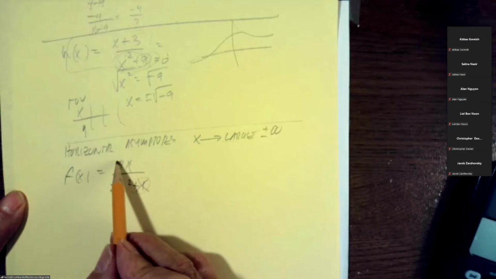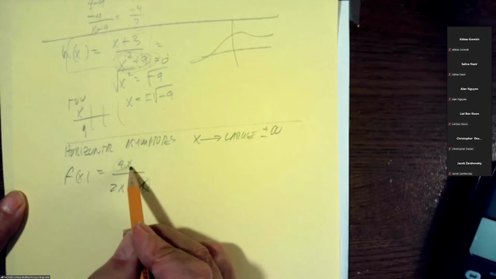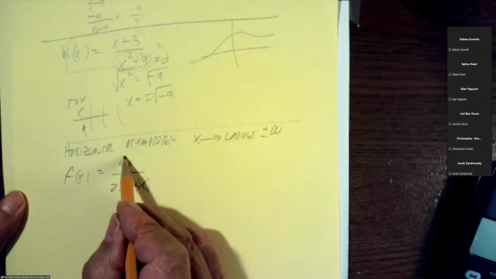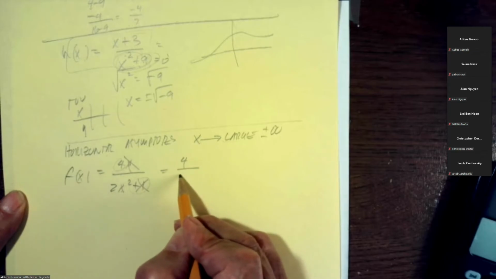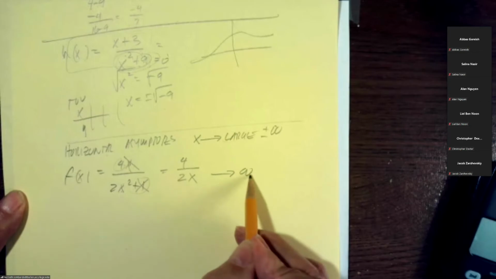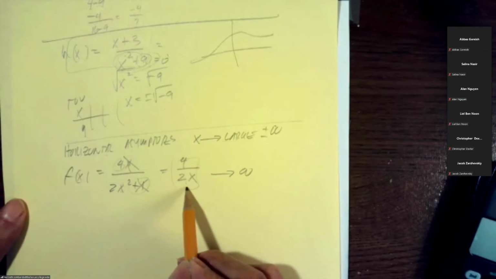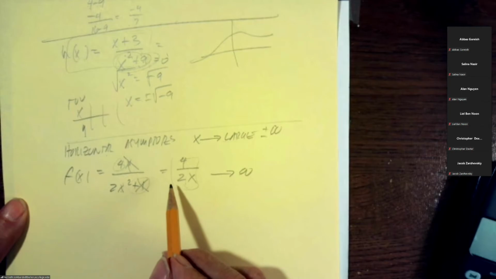Similarly, we've got 4 times x and 2 times x squared. Well, as x gets very large, if we divide through by x, that'll cancel and we'll end up with 4 over 2x as x gets large. So as x gets large, what's going to happen to this value here? As x gets very large, what happens to 4 over 2 times x?